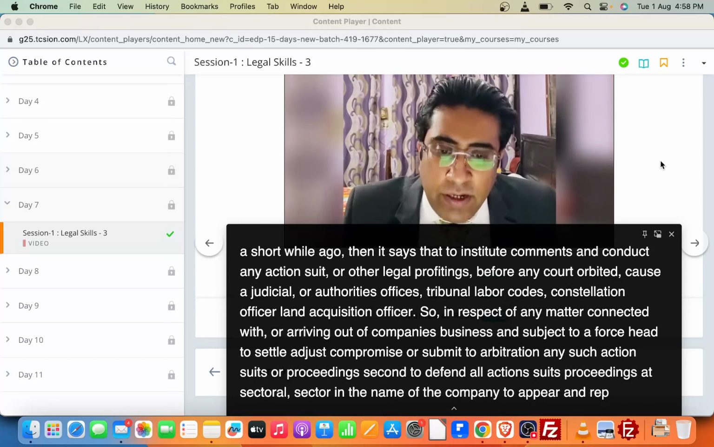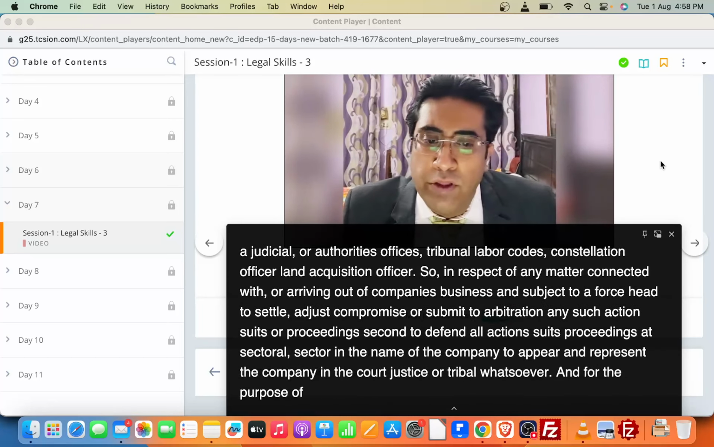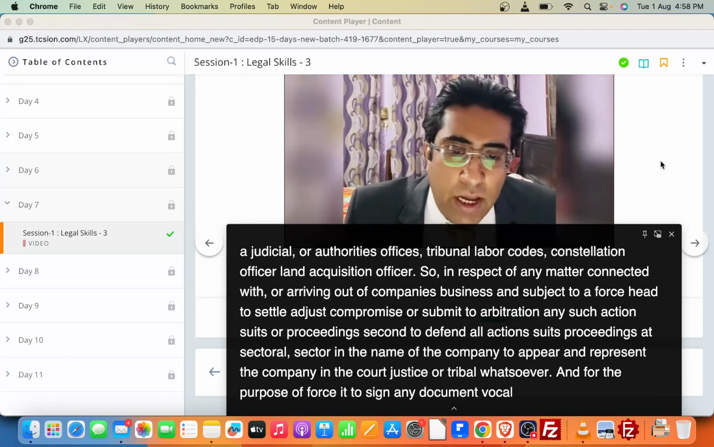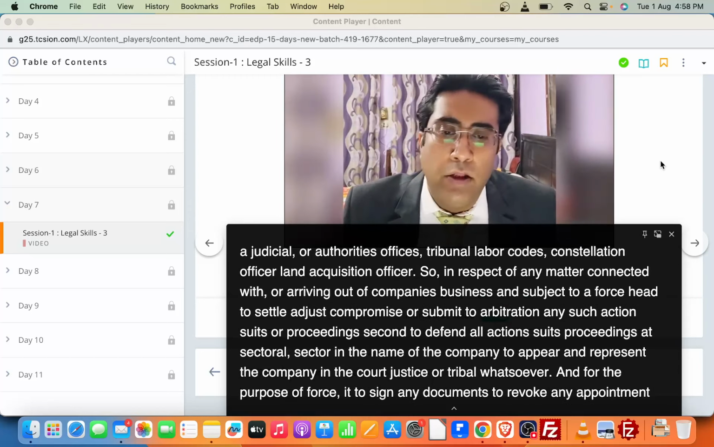To appear and represent the company in the court, justice or tribunal whatsoever, and for the purpose aforesaid, to sign any document, wakalatnama, to revoke any appointment. So all these powers are given to continue and conduct or defend any appeal, review, revision, writ, generally for and in the name and as the act and deed of the company, to make, execute, and do all and every such further act and other act. So this way, it is giving a general power of attorney to do all the acts.